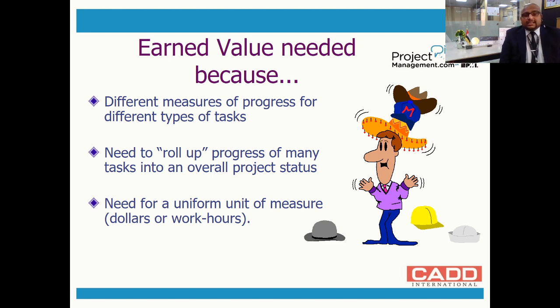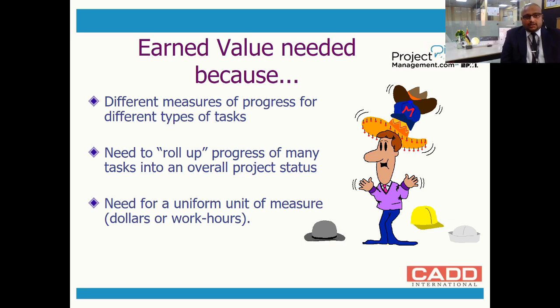Also, earned value is needed because, as I said, we have different measures of progress for different types of tasks. This is also important. Not all tasks are completed according to durations. Some are according to units, for example flooring: 100 square meters of flooring. This is how you measure the progress. So you again have a new term, a new unit, square meter.